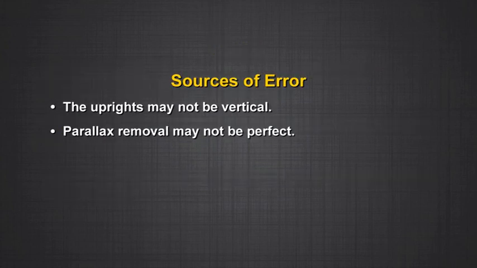What sources of error can be there? One is that the uprights may not be vertical. The second one could be that the pins are not fine and sharp. Because then if the thickness is variable, then you are not going to be able to remove parallax that easily.